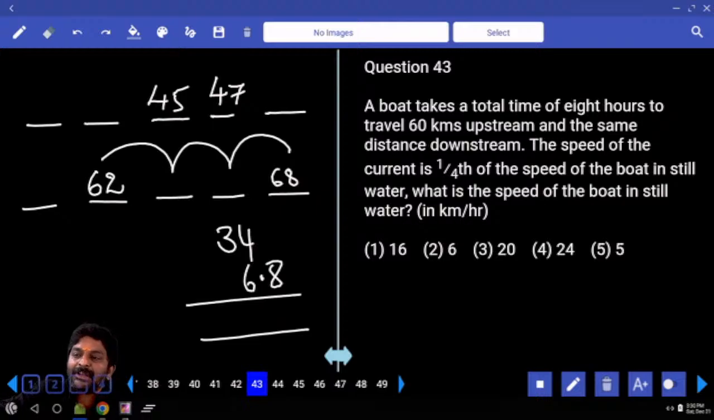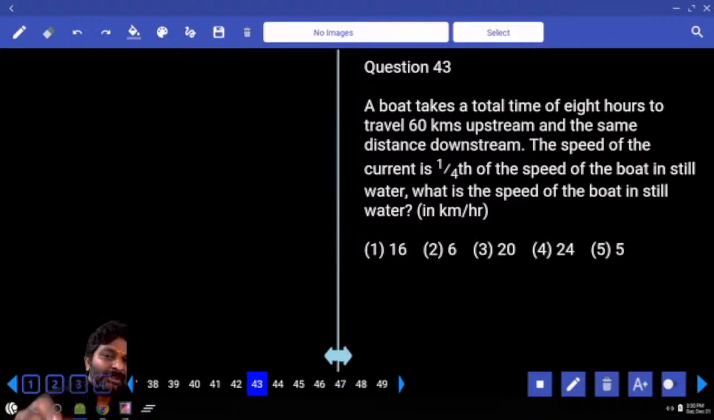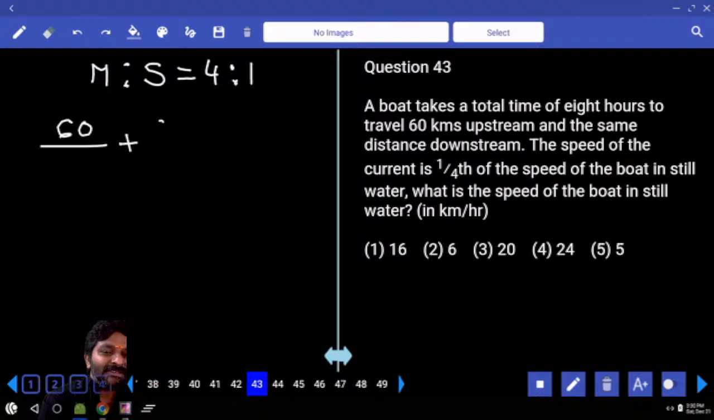A boat takes a total time of 8 hours to travel 60 kilometers upstream and the same distance downstream. The speed of the current is 1/4 of the speed of the boat in still water. Speed of the current is 1/4 of still water speed. That means boat speed and stream speed are in the respective ratio 4:1. 60 kilometers covered in downstream, 60 kilometers covered in upstream. And the time is equal to 8 hours. Assume 4 parts and then 1 part. Downstream speed m plus s. Upstream speed m minus s.